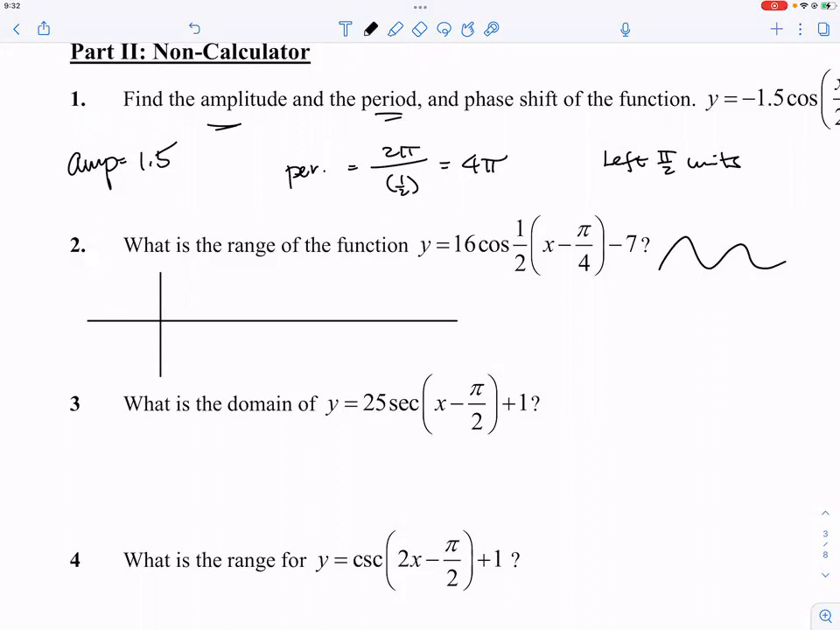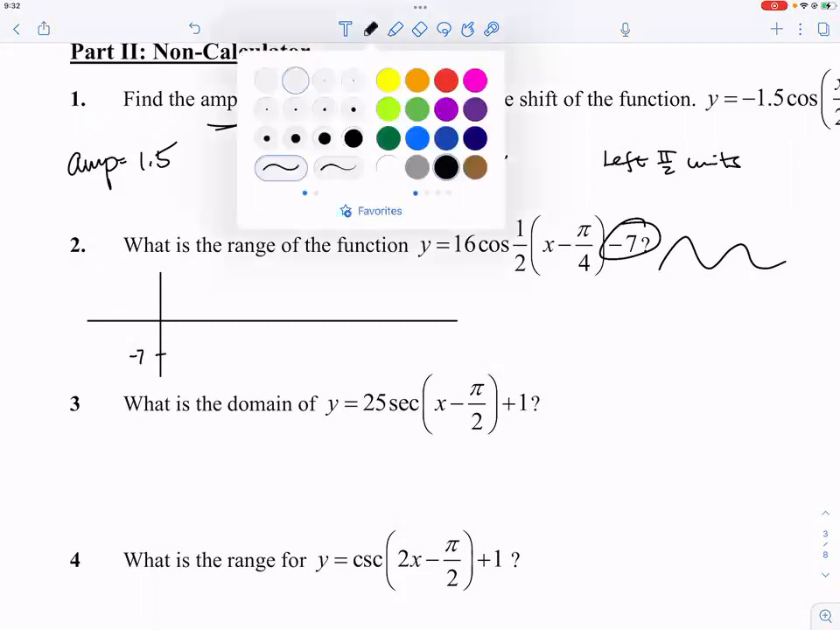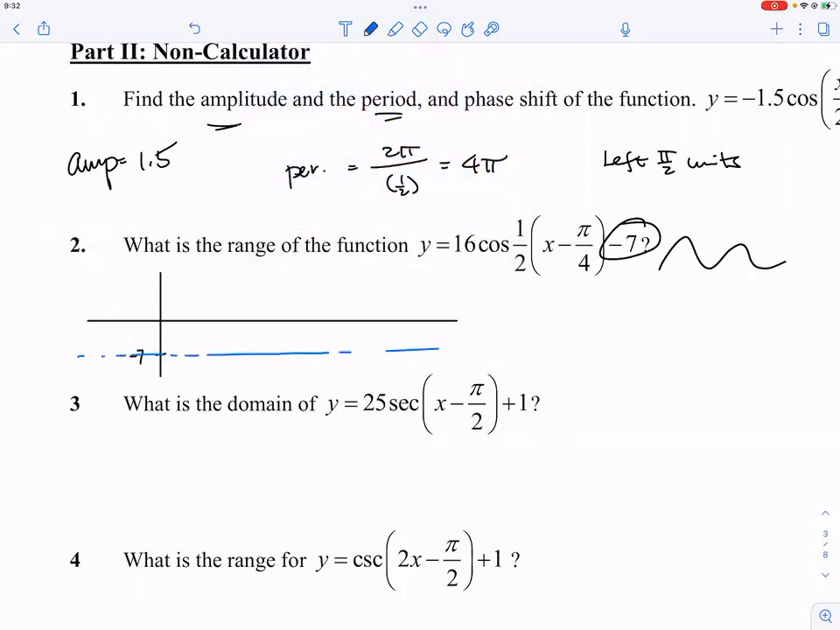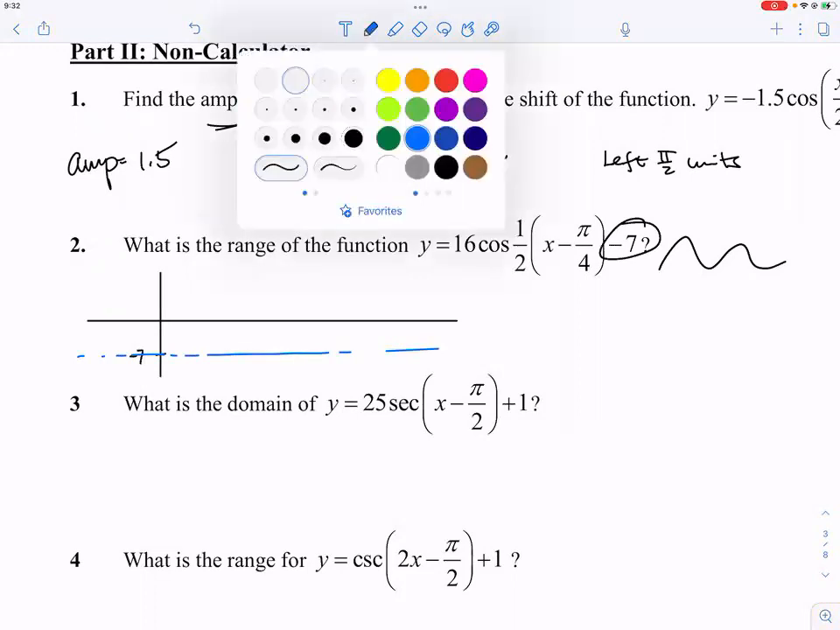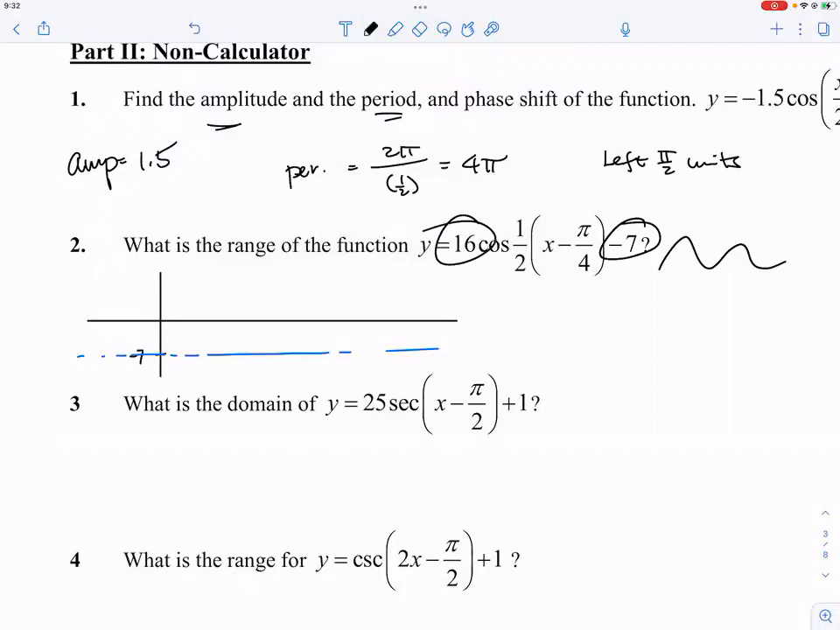What is really important is the amplitude. So we're like, oh yeah, so we have a -7 for the downward shift. And that's our midline right there. And then we have an amplitude of 16. So that means the highest point is going to be at 9. Right? And the lowest point is going to be -23.